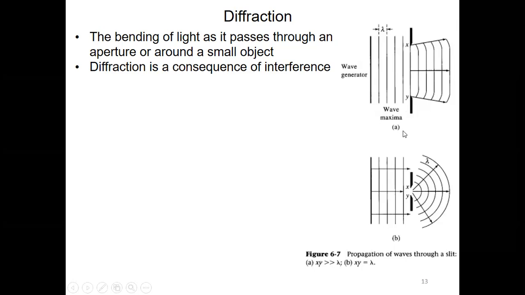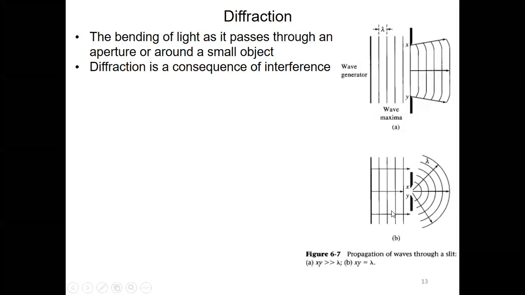In the first one, in figure A, the slit width or the aperture size is larger than the wavelength of that particular wave. So the slit width is significantly higher than lambda. Then it will bend like this. The bending is comparatively smaller than in figure B, right? But still there is a certain extent of diffraction.